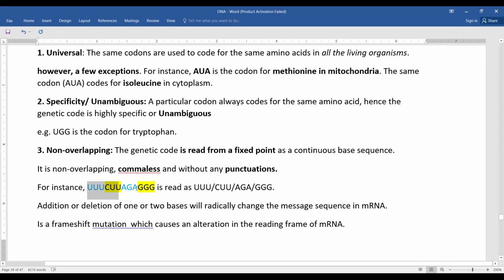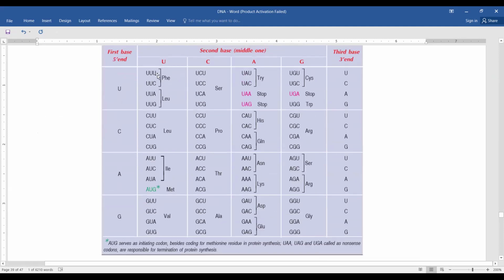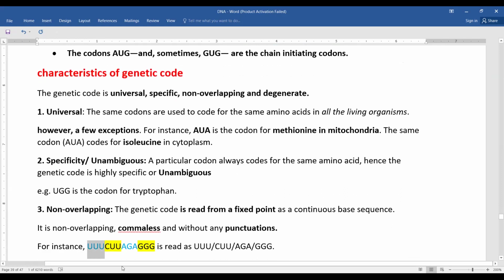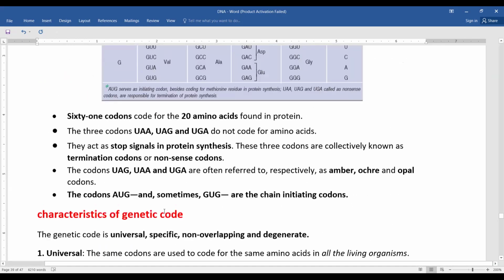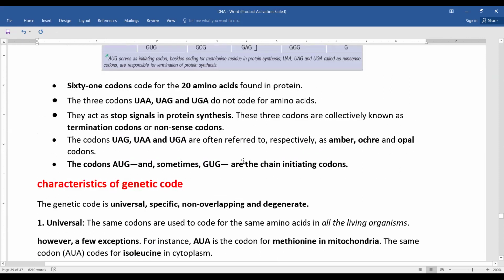So an mRNA sequence like this is read as UUU CUU AGA GGG. For example, instead of this fixed position, suppose we start from here. Then the whole code changes. Now UUU is the code for phenylalanine. Just now we have seen that UUU codes for phenylalanine.